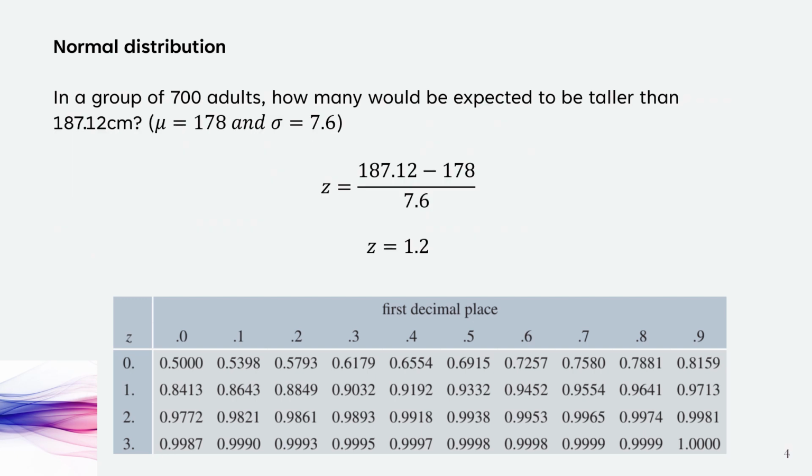So we've got a mean of 178, standard deviation of 7.6, and before we can use a table, we've got to convert that score of 187.12 into a Z-score. So 187.12 minus the 178, which is your mean, over 7.6, that gives you a Z-score of 1.2. So we can use our table of values to find what 1.2 is, and you can see that's 0.8849. So that means that the probability that it lies below 187.12 would be 0.8849.